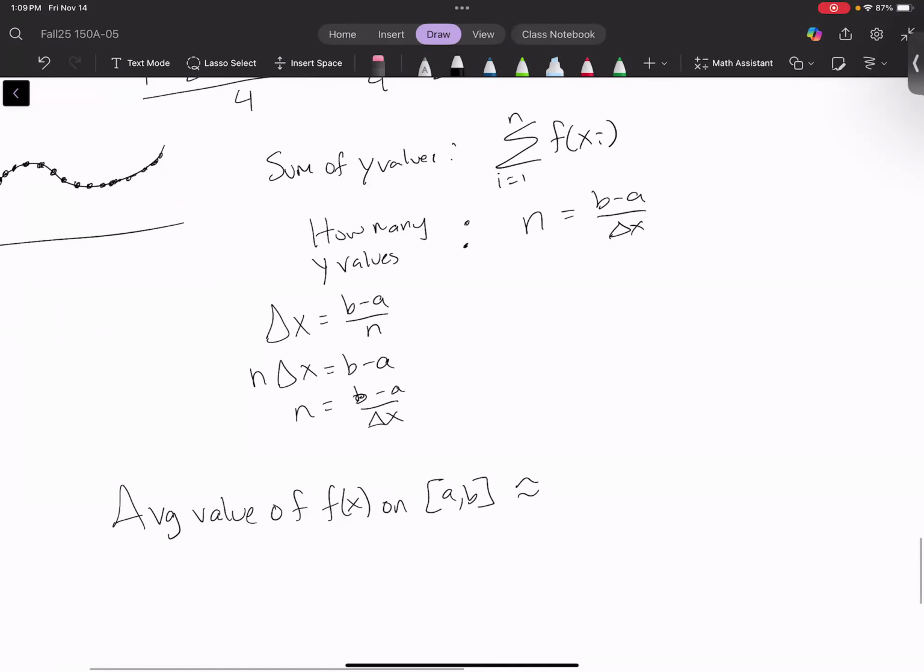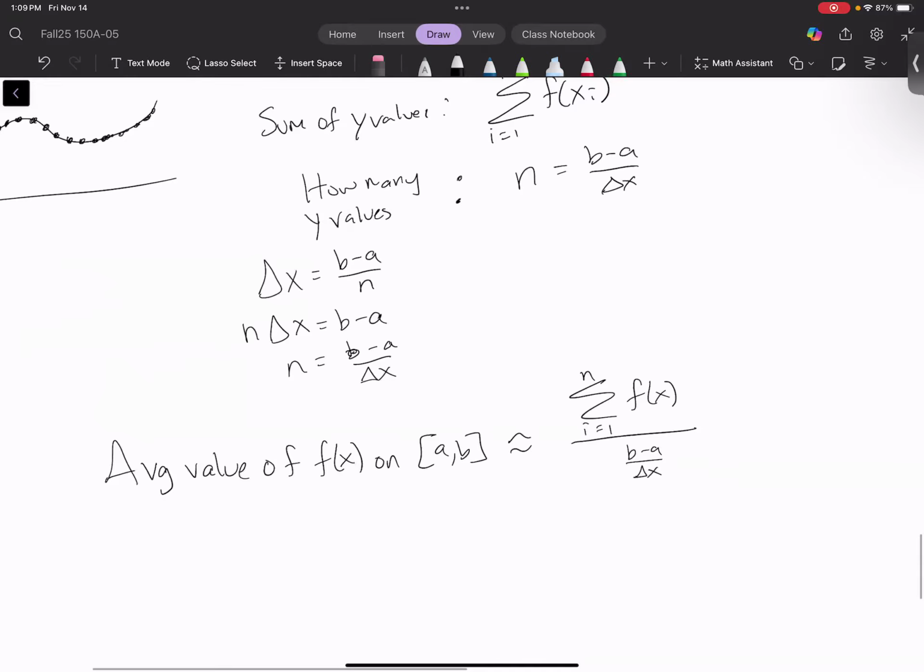Okay. So the average value of f of x on the interval a to b is approximately, we just divide what we have by b minus a over delta x. Right. We add up the y values, divide by how many we have. Now we're just using a different expression for n, but it's still that. Now we can multiply the top and bottom by delta x. So this is approximately 1 over b minus a, right? We're dividing by b minus a, so that's in the denominator there. And it's f of xi times delta x.